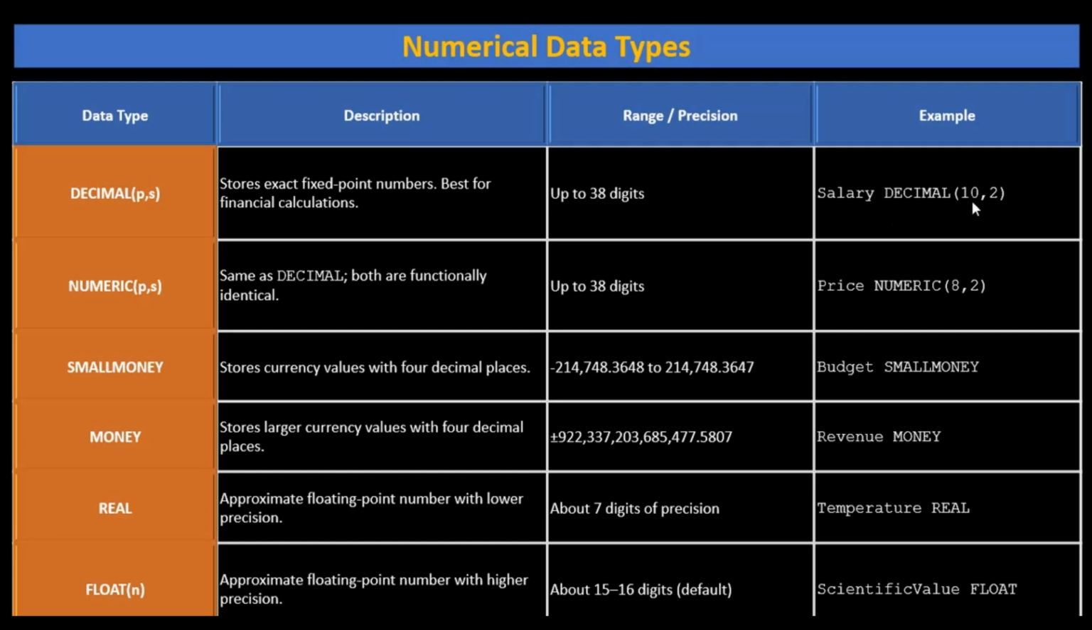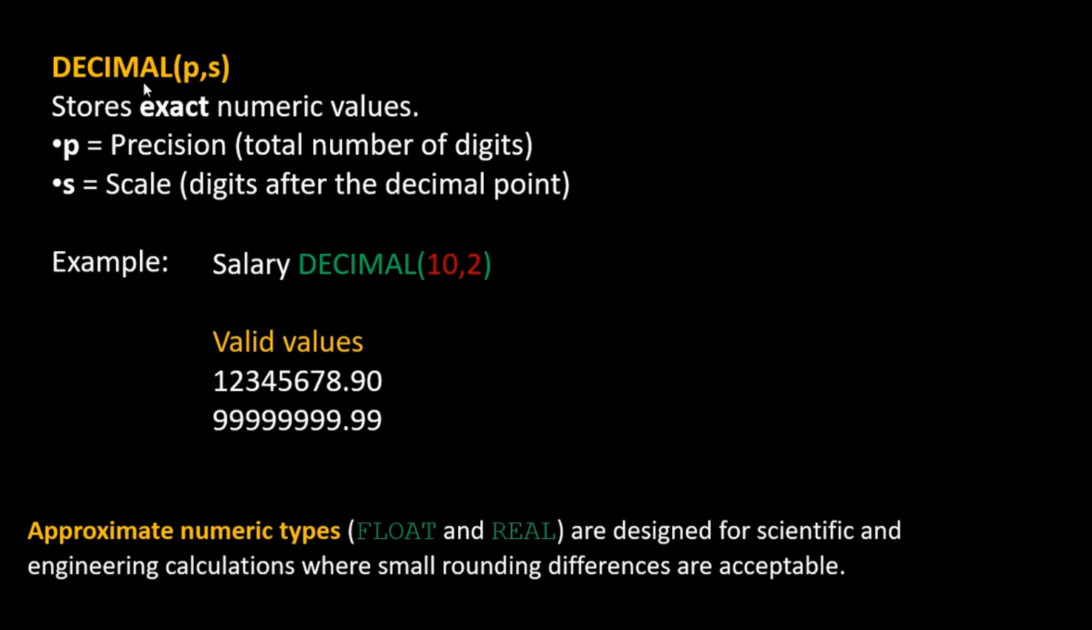Salary is of decimal data type where 10 is the maximum number of digits, out of which 2 is the digits after decimal. Decimal and numeric data types have P and S. P means precision and S means scale. Precision means total number of digits and S means digits after the decimal point. Like in this example, decimal 10, 2.